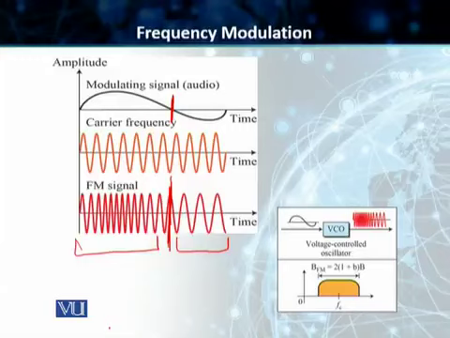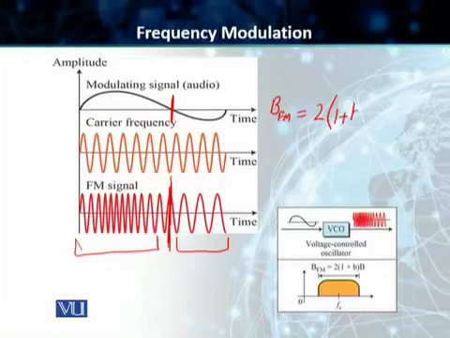Bandwidth, in this particular case, students, is once again a little bit different from amplitude modulation. The bandwidth for FM is represented by B_FM = 2(1 + β)B. Students, in this case, your small b and your book actually represent this as a beta.